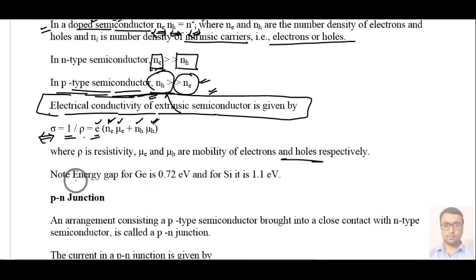For germanium, you have to remember that the forbidden energy gap is 0.72 electron volt. This is constant for germanium. Similarly, the forbidden energy gap is 1.1 electron volt for silicon, that is the difference of energy levels between the conduction band and the valence band. So this is all for today.